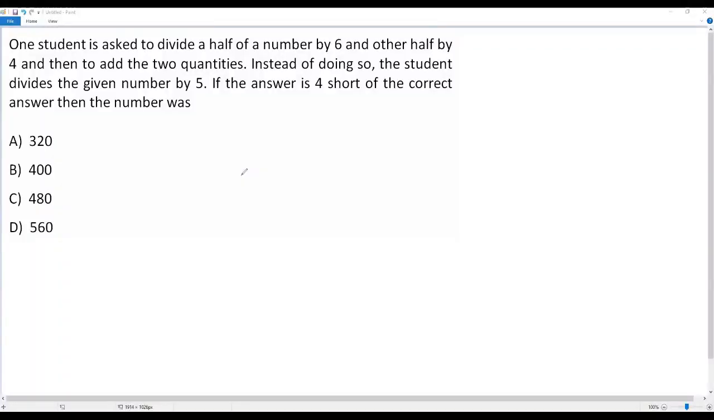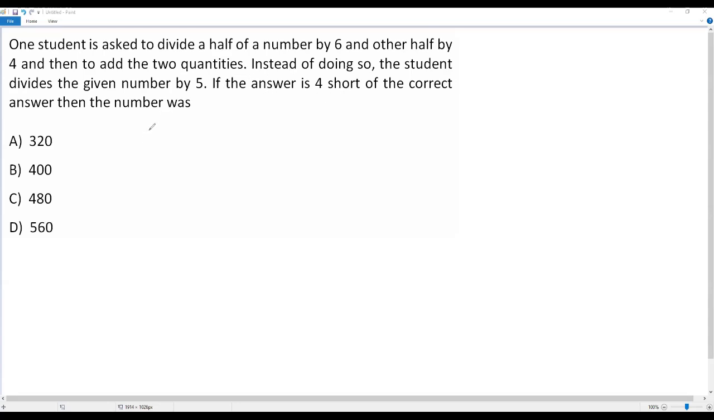Here we have a SAT math problem. Okay, let's go to the question. One student is asked to divide half of a number by 6 and the other half by 4 and then to add the two quantities. Instead of doing so, the student divides the given number by 5. If the answer is 4 short of the correct answer, then the number was.